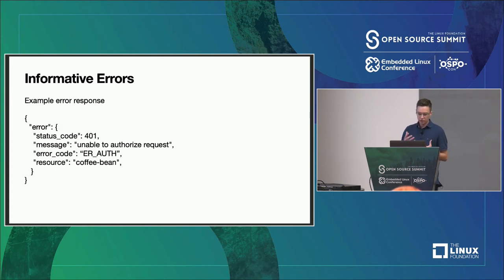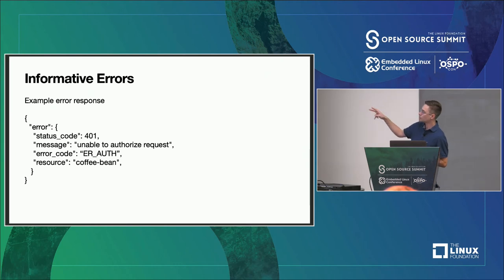So here's a good example of, you have your error, you have your status code, you have a message, you have an error code, and then you have a resource. If you were to get this response, you can have an idea of what happened, where it happened, and you can integrate with this in a way that would give you the flexibility to execute your application accordingly, to either do a retry or to handle this failure in a specific way.